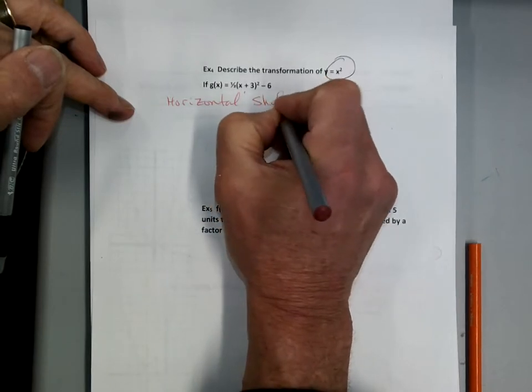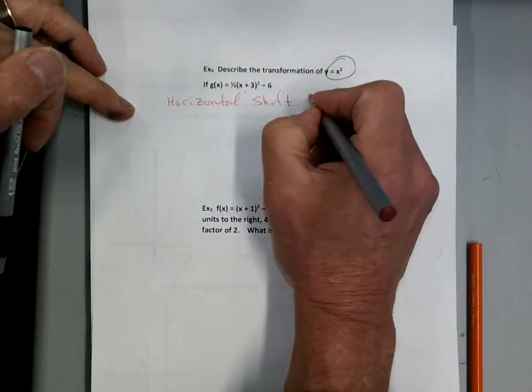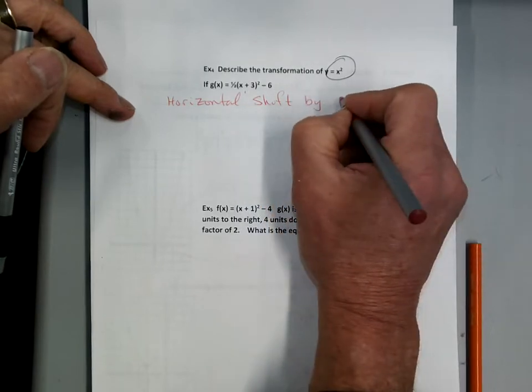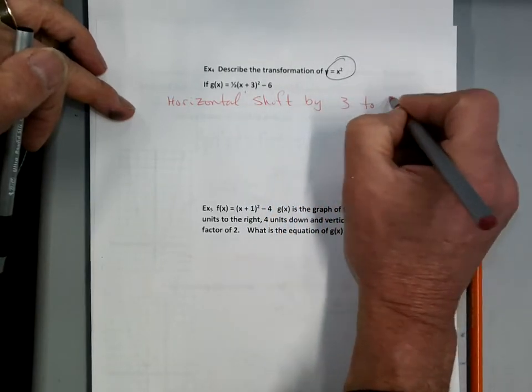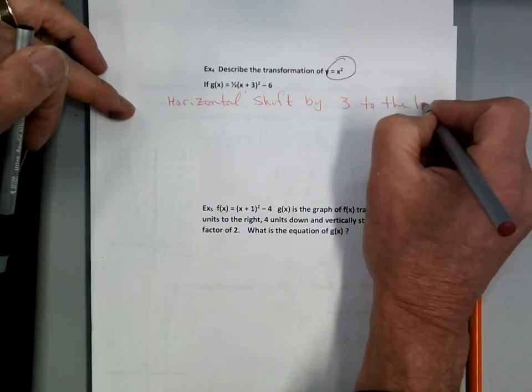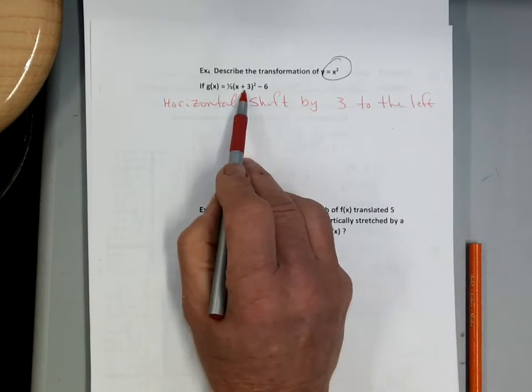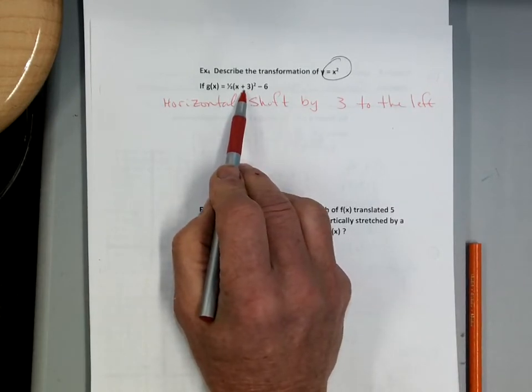Shift to the left. Horizontal shift by 3 to the left. To the left? But that says +3. And I'm telling you it went to the left because it's the opposite, remember?